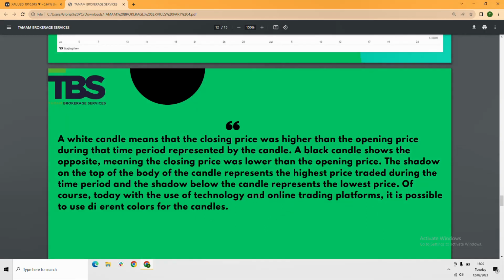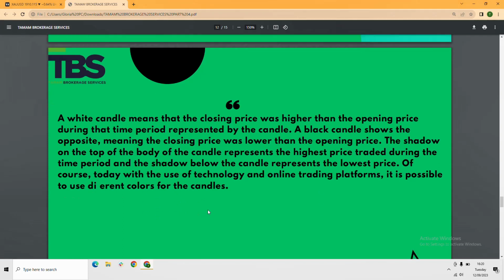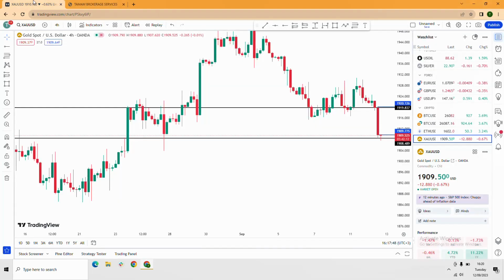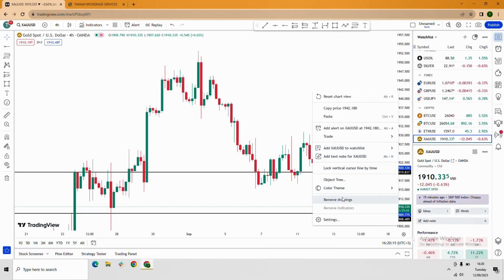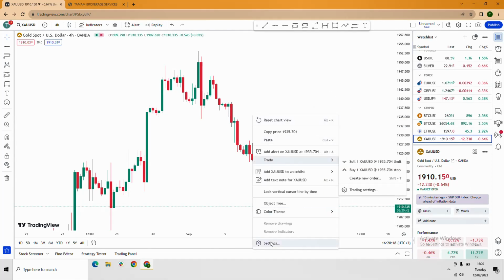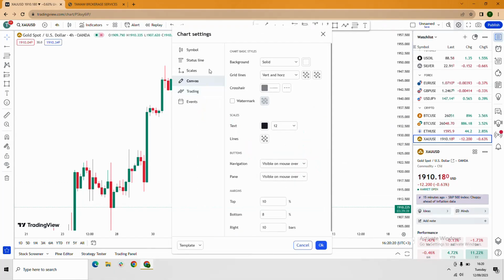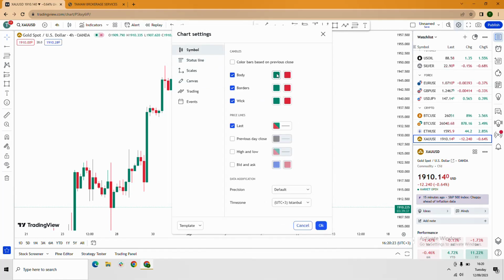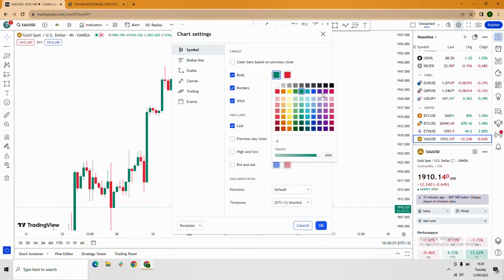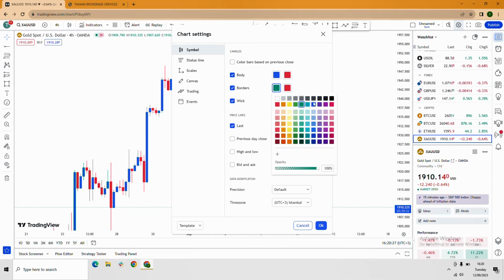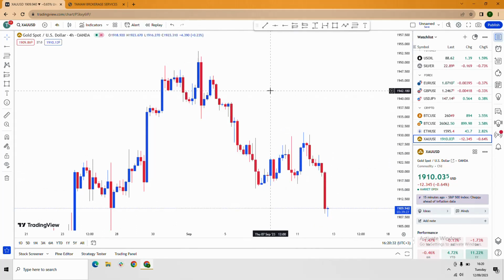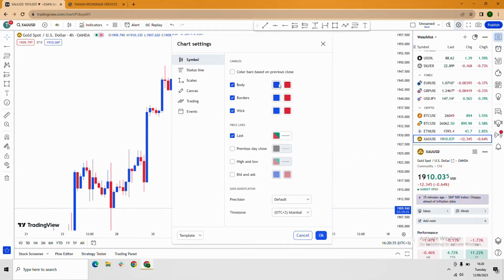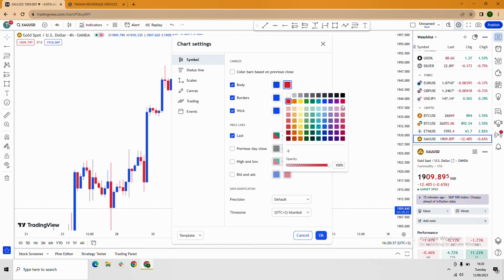Of course, today, using technology and online trading platforms, it's possible to have different colors for the candlesticks. You can always come and change. So here I might be having maybe green and red. Someone else might prefer another color. We could always come and change it out here. You could say instead of green, you want to have red and blue. Come and change it to red and blue. It's a preference. If you're a girl, you could say you want to have maybe instead of red, pink.